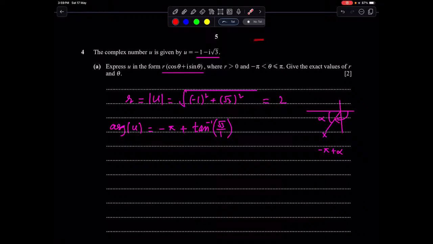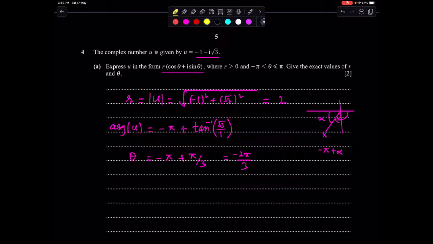What if we had -1 plus root 3i? While finding alpha, ignore this negative. Just write tan inverse root 3 upon 1, because alpha is always acute. Now minus pi plus tan inverse root 3, which is pi by 3. So the answer is minus 2 pi by 3. So that's the argument, theta.